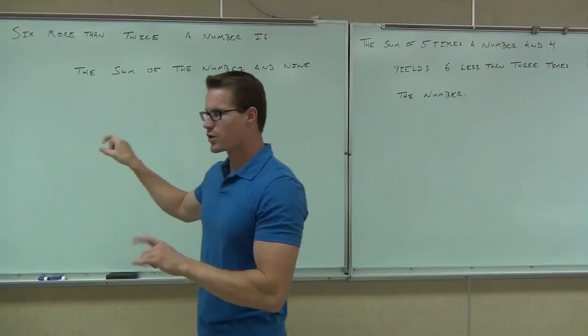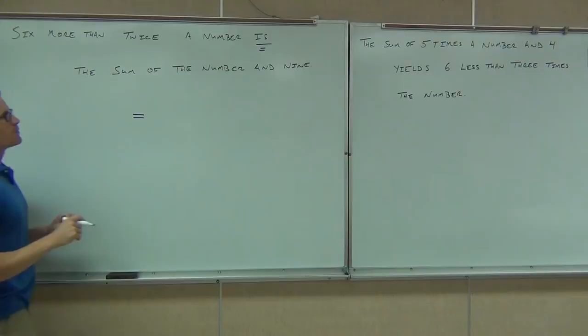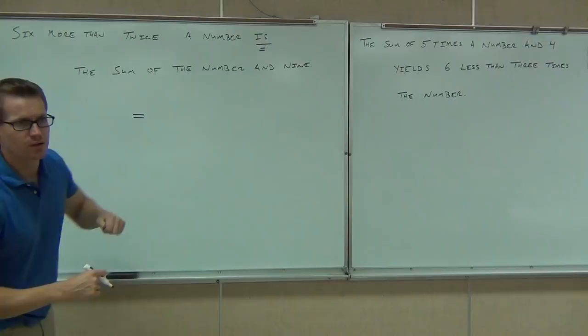Yes. Good. What we learned last time is that everything before the "is" goes on the left. Everything after the "is" goes on the right. So on our problem up here, we're going to look at the before. That breaks our problem up into just two expressions, and that's kind of nice to deal with. So our first expression is 6 more than twice a number. Give me some things that mean math in that expression. More than. What does more than mean? Plus.